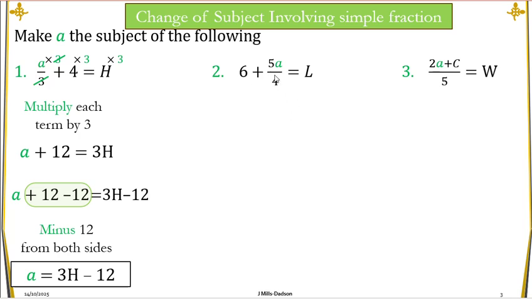I want to get rid of the denominator 4. 5A is divided by 4, so I'm going to multiply every single term here by 4. Now I can cross these two. 4 divided by 4 is 1. So when I do that, I'm going to have 6 times 4, 24, and this will be 5A, and this will be 4L. So that will be my new formula.